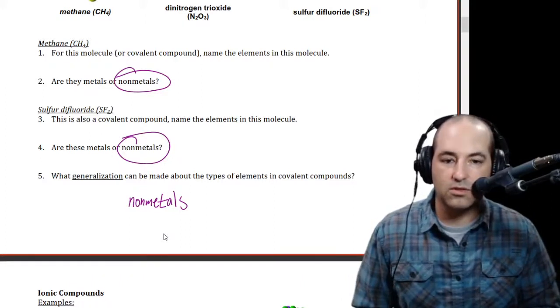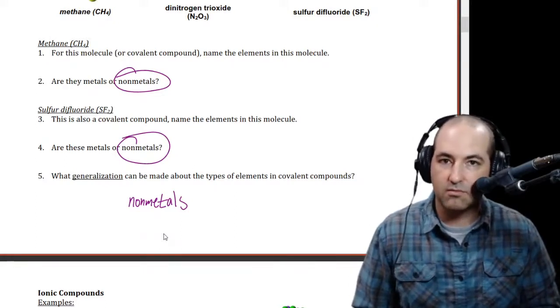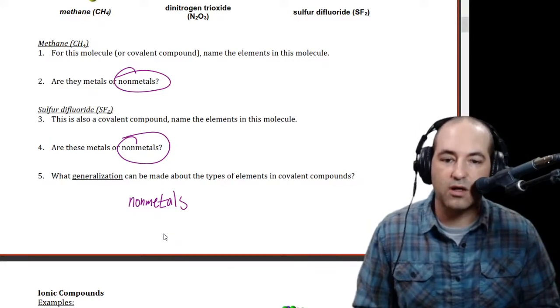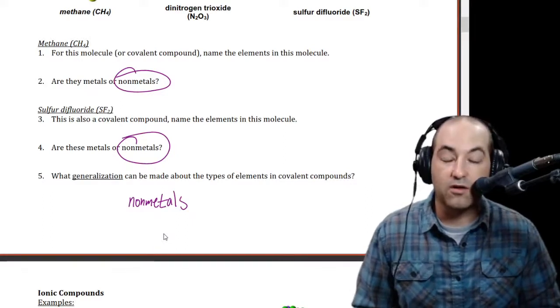Now, that's going to work fine for this class. It's a bit of an oversimplification. Other metals can covalently bond as well. But for the compounds that we're most concerned about in this class, we're going to focus on the bonding of nonmetals, and so the covalent bonding of nonmetals.